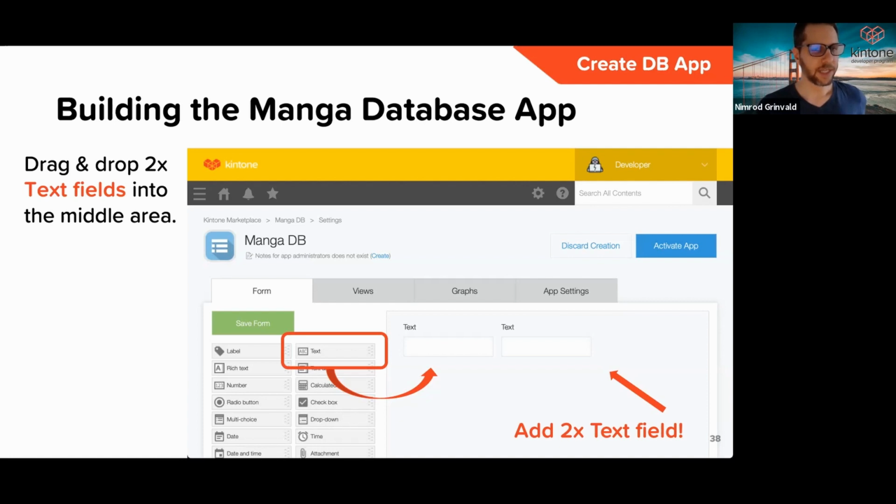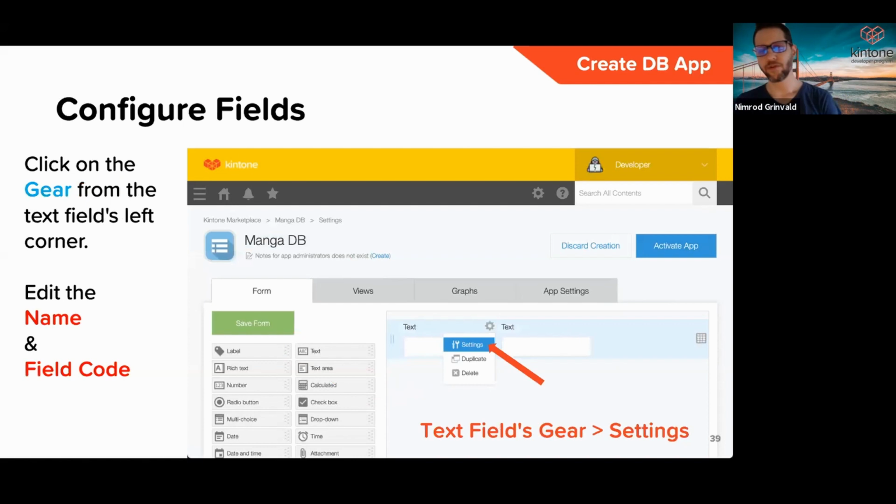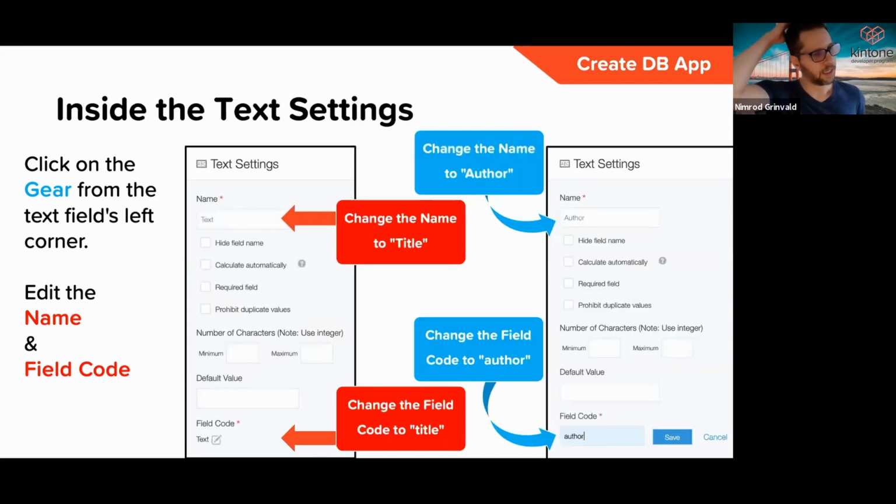So we've added 2 text fields, and now we want to configure them to hold all of our data. Since we're making a MongoDB, we want a title and an author. So we need to distinguish these two text fields from each other, and we'll do it by going into the field settings. So you'll click on those field settings, and then you'll see there's a few things that you need to change.